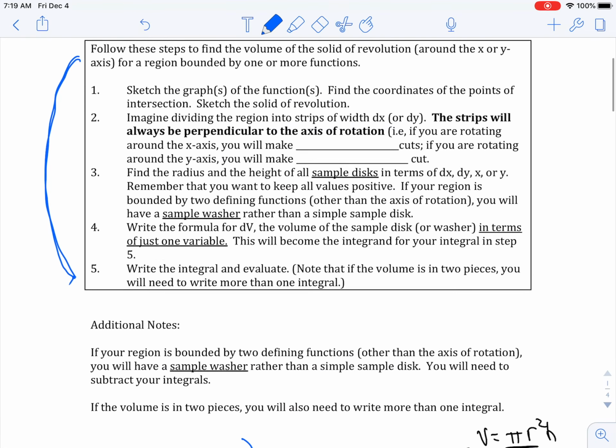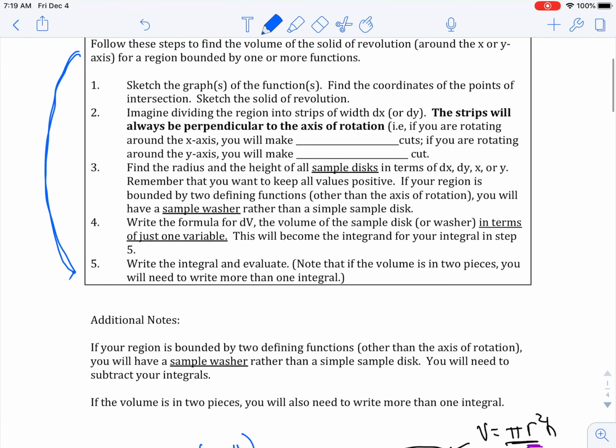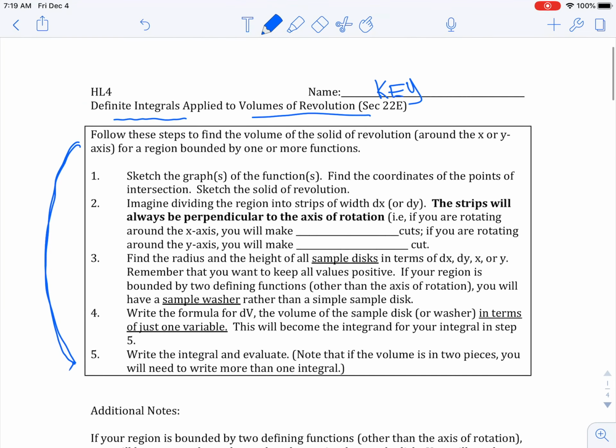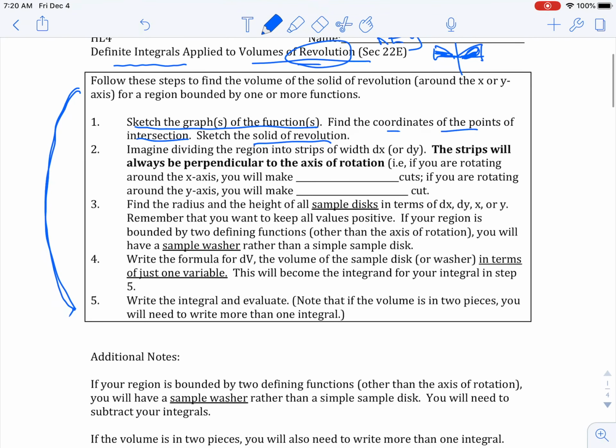All right, so if we go back and take a look at the steps that are here, as far as what it says anytime you're finding a volume of revolution, because we're revolving this region around an axis, either the x-axis or possibly the y-axis. So you're going to have to sketch the graph, find the coordinates of the points of intersection. So just like you did when you did area, try to sketch the solid of revolution. I know not all of us are artists, but we can try to do something.